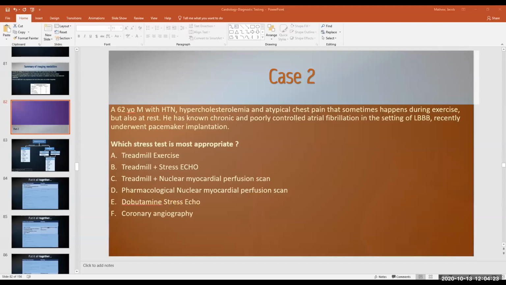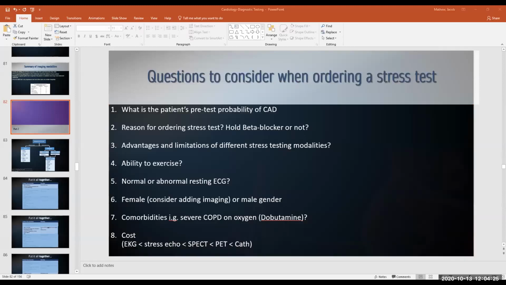So we went through these questions last time. I just wanted to go through those slides specifically because I thought it was a good review. So again, the questions to consider: what's the pretest probability, we just talked about? Is there any reason why you have to hold specific medications like a beta blocker? Make sure you do if you're especially giving them a medication like dobutamine. Can they exercise or not? Because that's going to be your major branching point.